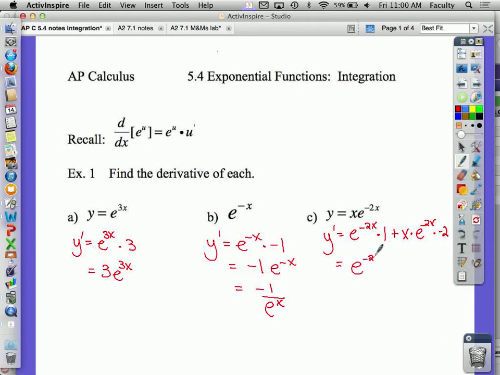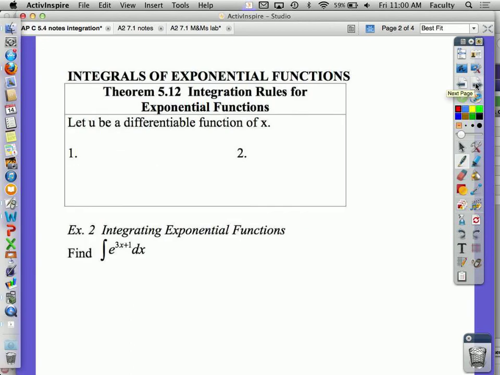Now, something they'll like to do is they'll factor out that e to the negative 2x, and then they'll drop it down. Okay, you guys remember this? No problems. Okay, so now what we're going to do is integrals of e to the x are very, very similar. The integral is still e to the x, but if it's a u, you're going to have to do a u substitution. So we're going to love this section, honestly.